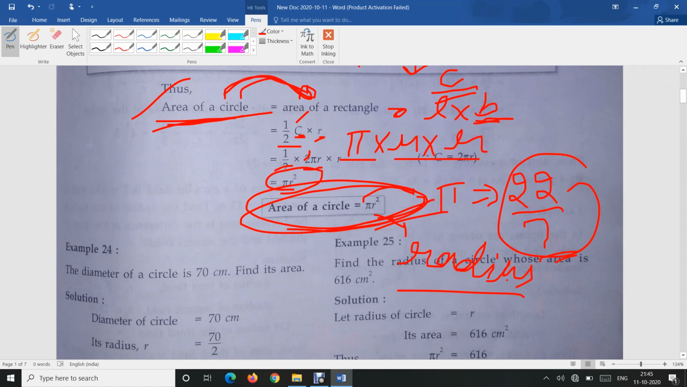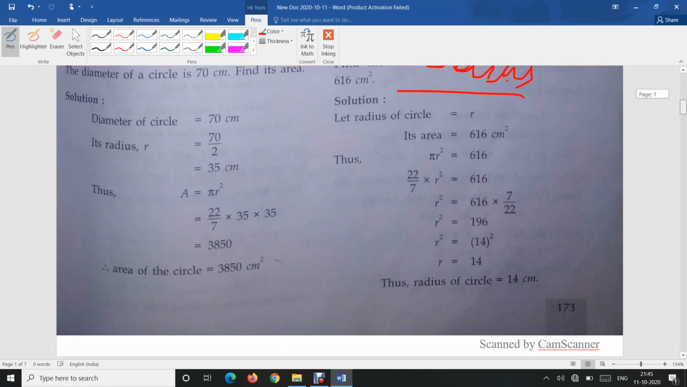You can memorize this formula directly, but there is no need for rote learning, so you can prove this formula also. But this time you have to just memorize it, you have to just keep the formula of the area of a circle in your mind.